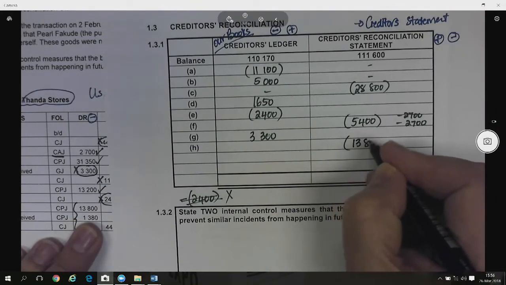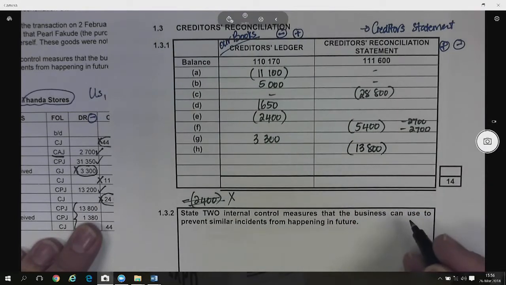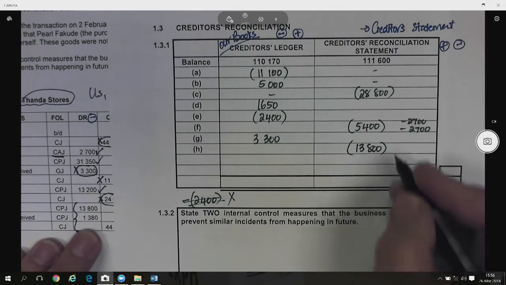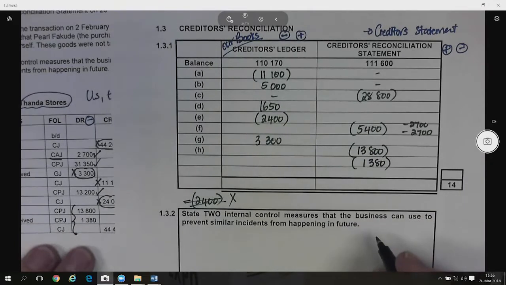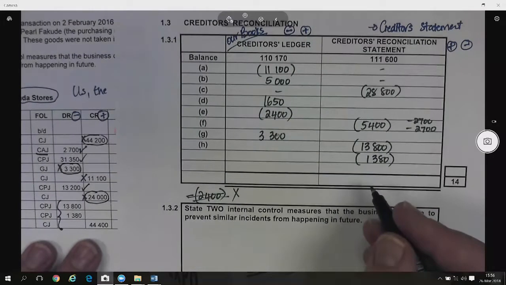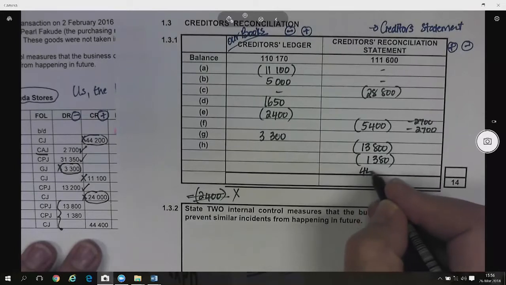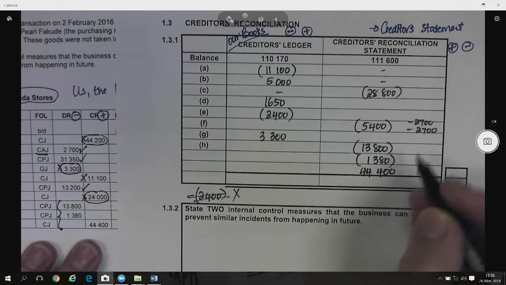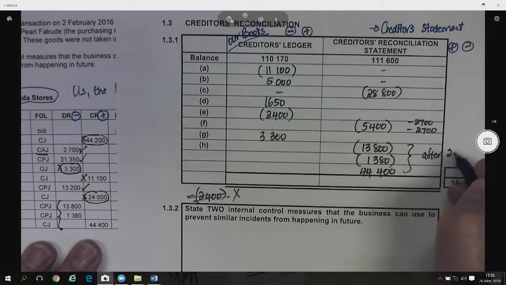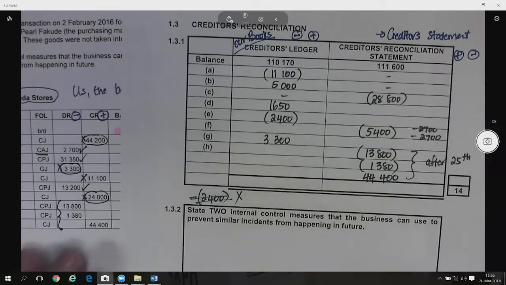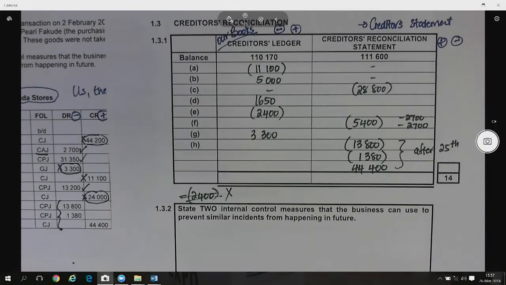If they receive it, it will show that we owe them less. The discount will show that we owe them less, 1380, and the invoice of 44,400 will show that we owe them 44,400 more. Those three things happened after the 25th. So that's why it was not on the statement.